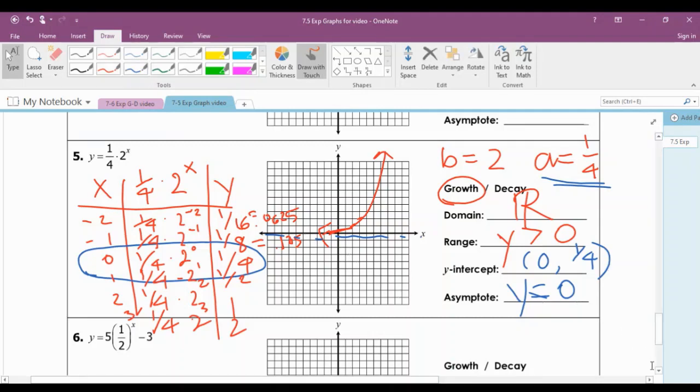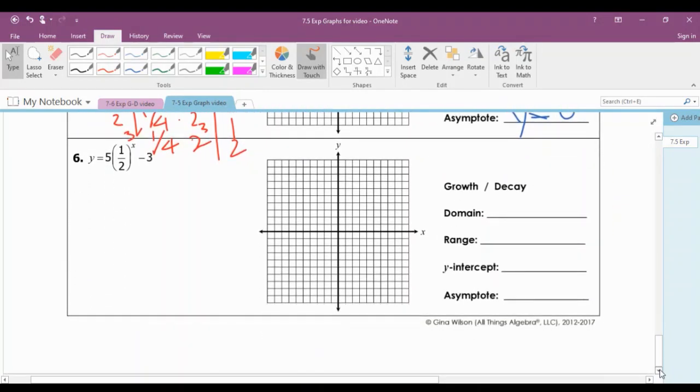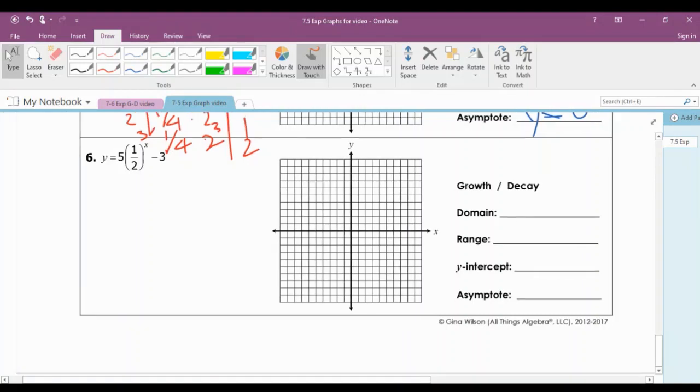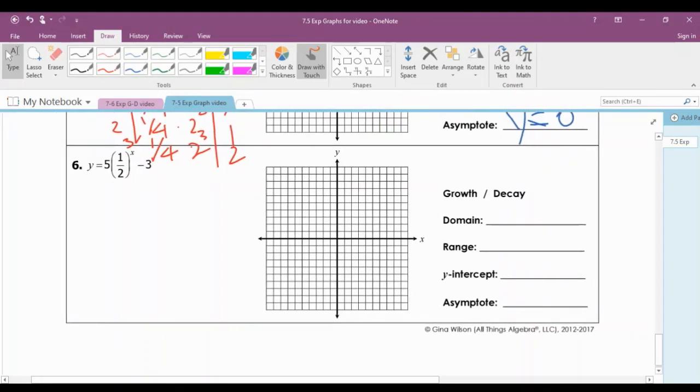On this next one, for 6 here, we're going to see that there is a shift. There is a shift. I don't want to shift my paper. Okay, there is a shift right there, that -3. So our graph is going to go down 3. And that is going to affect our intercept because we are shifting the graph. I'm just going to go ahead and fill in this table and show you what these are.